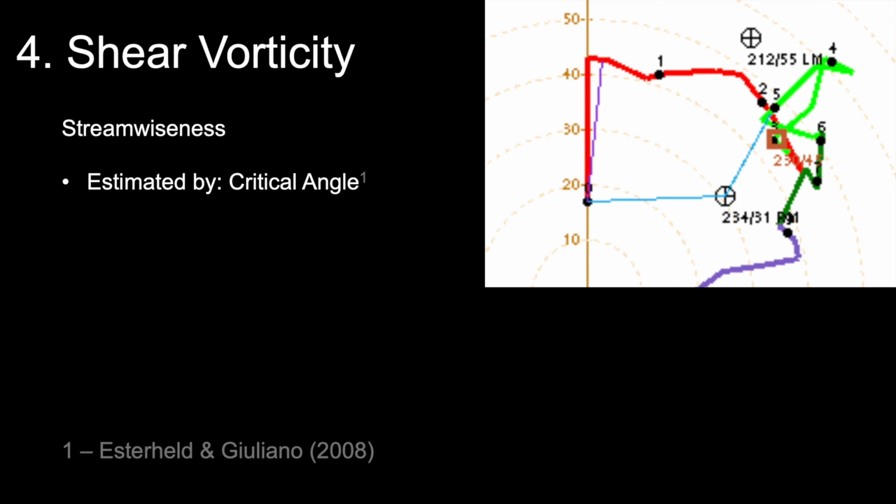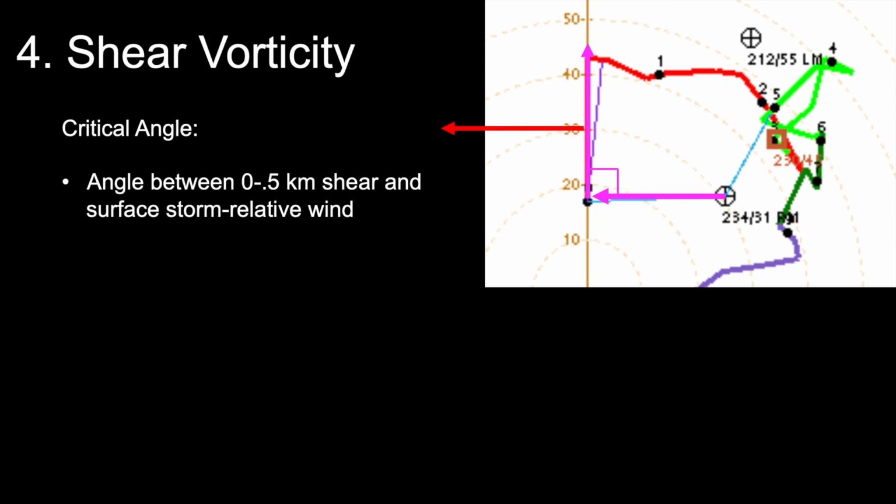And I personally think that there's a lot of utility in assessing the streamwiseness aloft, especially say 1 to 3 kilometers or so. But what critical angle does is estimate the streamwise vorticity in the lowest 0.5 kilometers because we consider this to be most important in the tornado process. And so unfortunately, critical angle, the goal is to quantify or to describe the specific shape of the hodograph that ideally leads to more streamwiseness. It doesn't actually estimate streamwiseness itself, nor is it meant to.